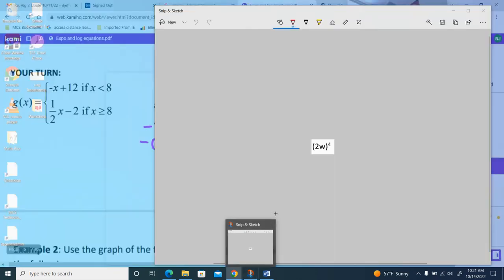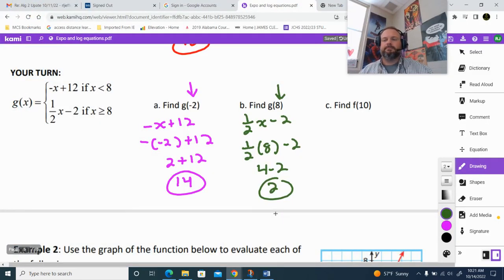Wow. Whoops, sorry. Why do I have two blues that are the same?